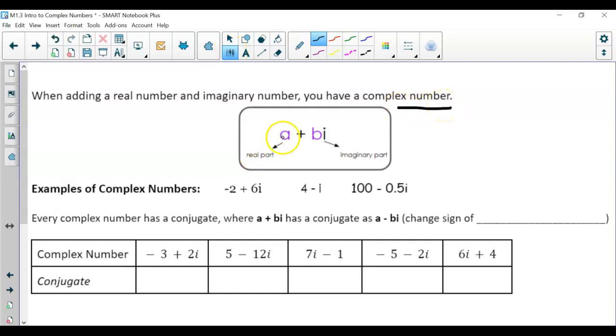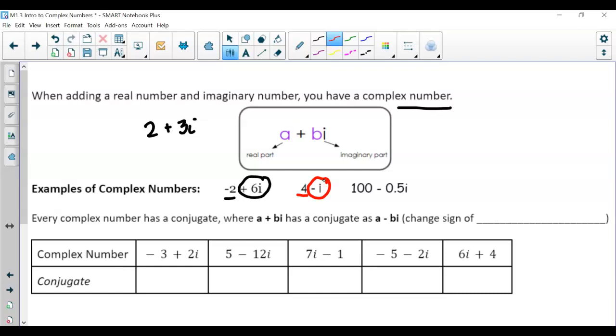So notice the real part is just like our good old 2. Then we add to that, or we could subtract from it, an imaginary part, like 3i here. For example, here are some complex numbers. Like -2, that's your real part, and the imaginary part is the positive 6i. Notice here, the real part is +4 with an imaginary part of -i, or -1i. So these are all complex numbers.